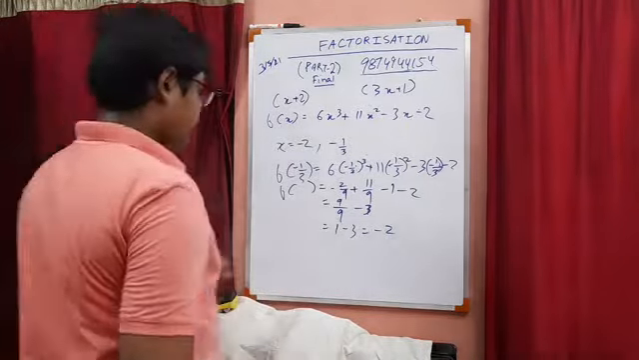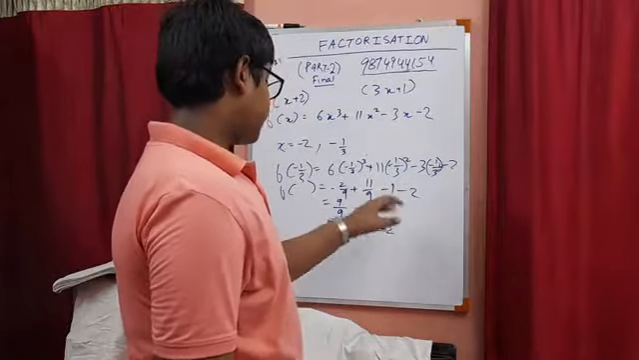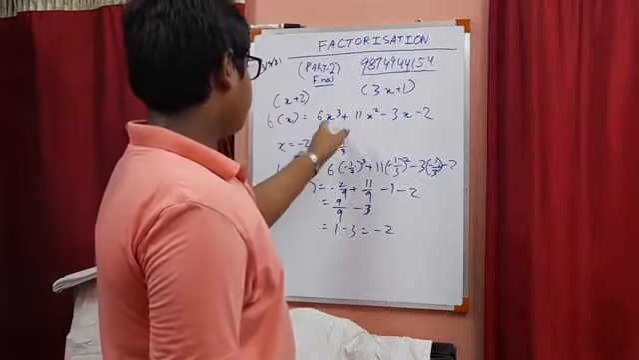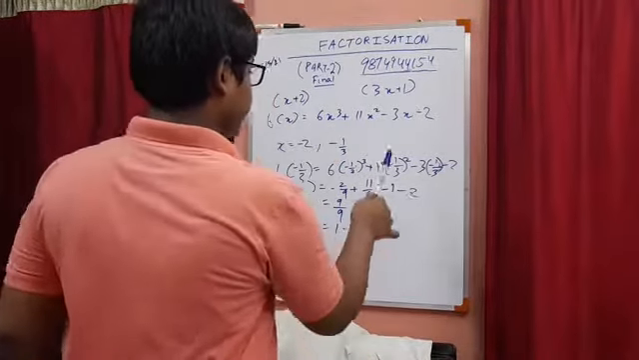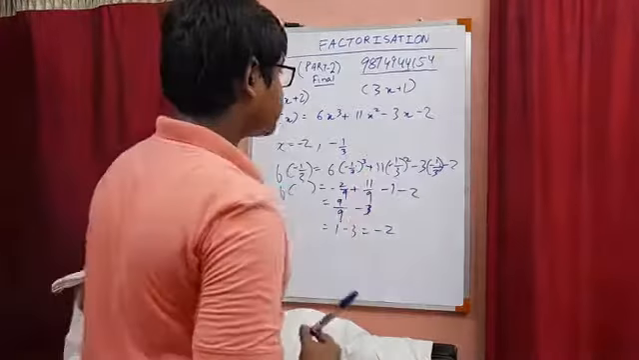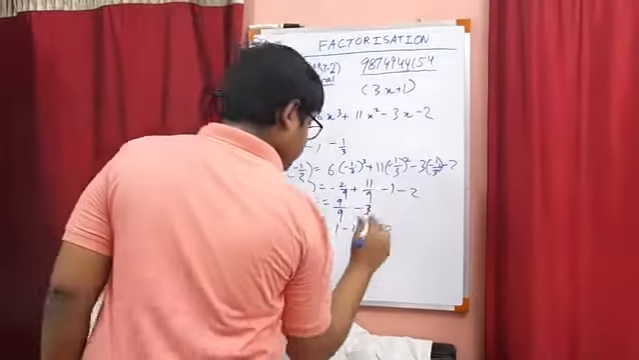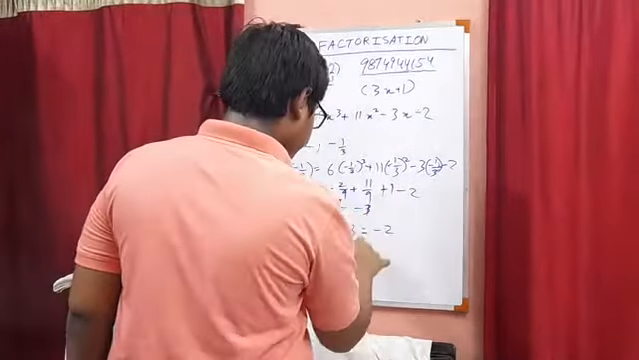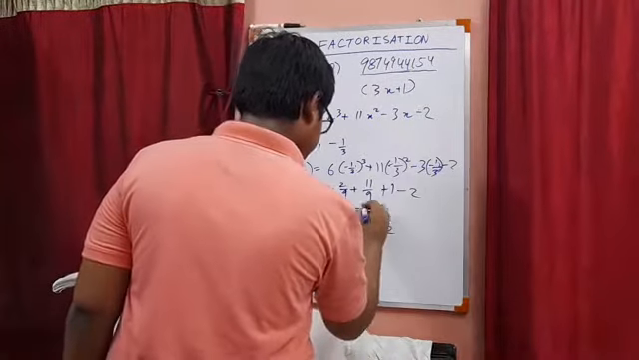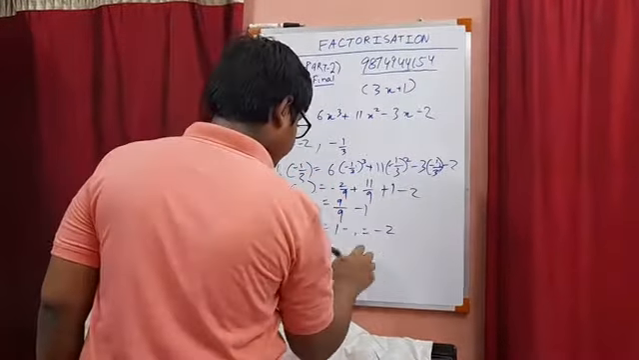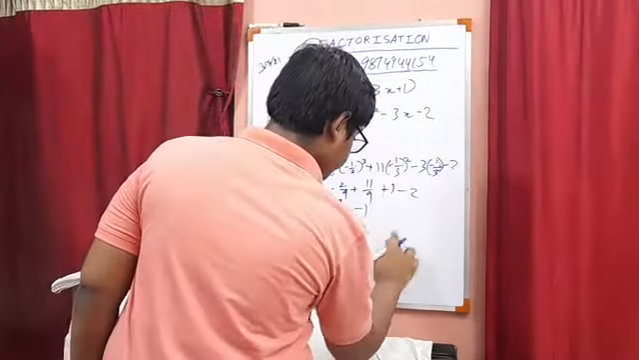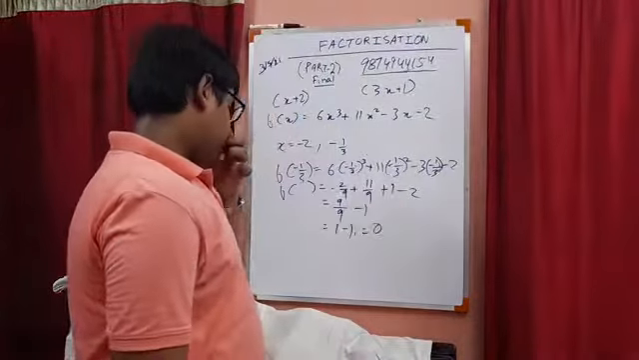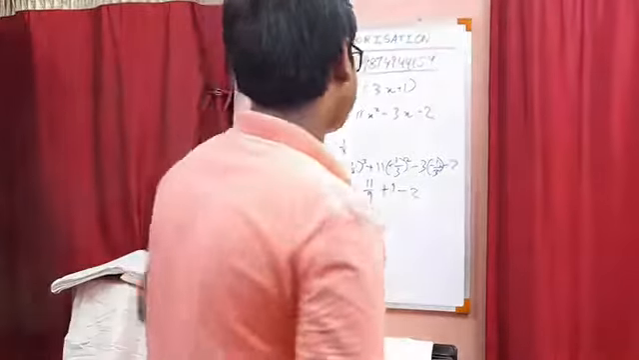Therefore, yes, this will be the answer for that. This proves that 3x plus 1 was not the factor of the polynomial 6x cube plus 11x squared minus 3x minus 2. Oh, the 1, it will be positive, right? Okay, so it will be minus 1 over here. So 1 and minus 1 is equal to 0. So now both of them are the factor of this equation. I made a mistake over here taking the sign convention.